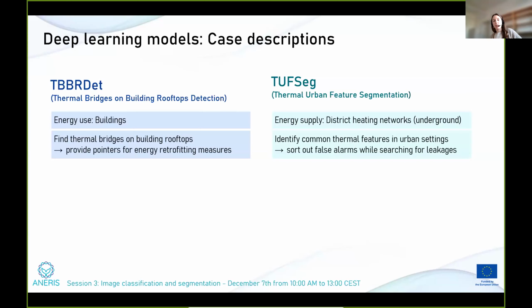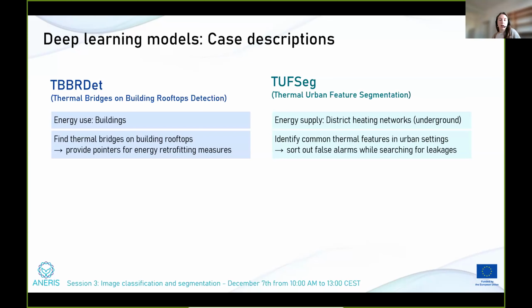The other model is with regards to energy supply. So here we're discussing district heating networks. For those of you who aren't familiar, these are quite widespread in colder regions like the Northern Hemisphere, where we use underground networks of pipelines to distribute heat to end energy users. And so through a trained model, we can identify common thermal features in urban settings to use these and sort out false alarms when we're actually searching for anomalies that pertain to leakages from the pipelines that are underground.